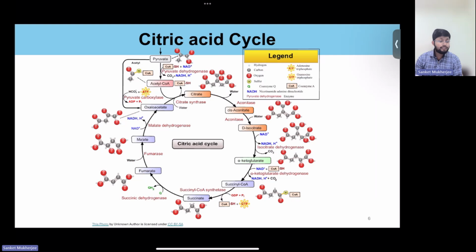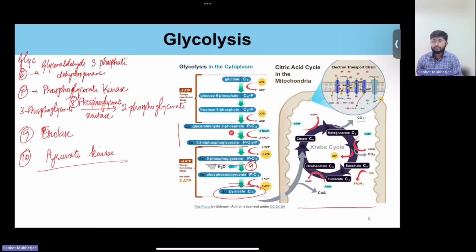Similarly, we have the citric acid cycle, where we get pyruvate through glycolysis. From glycolysis, if you remember, the end product was pyruvate. That is what is taken up by the citric acid cycle, right? And that happens in the mitochondria, as you can see in this figure.